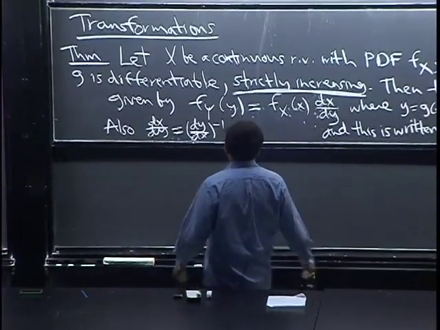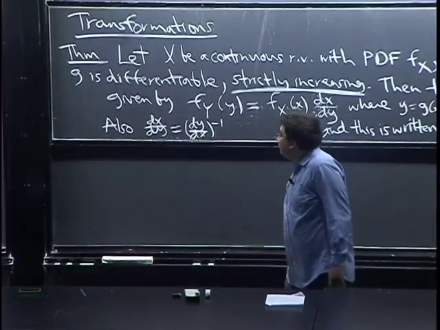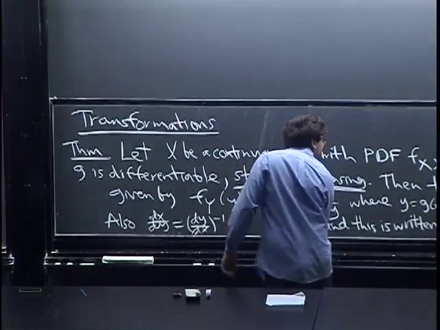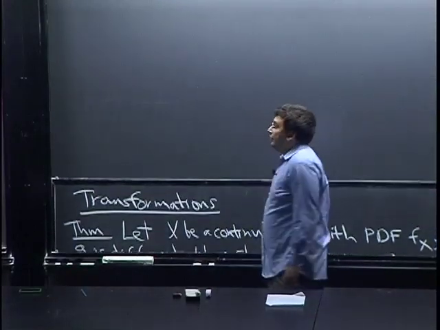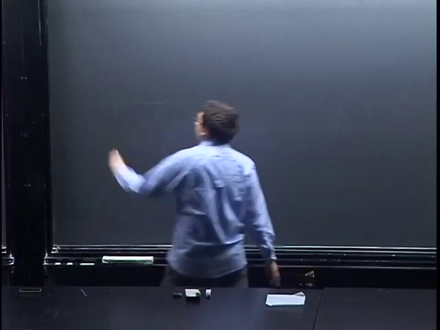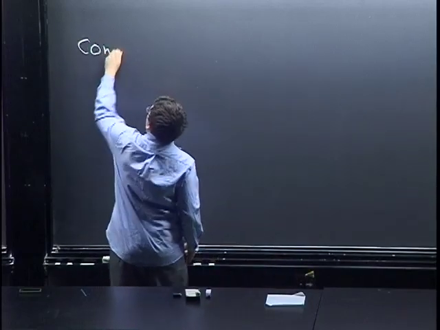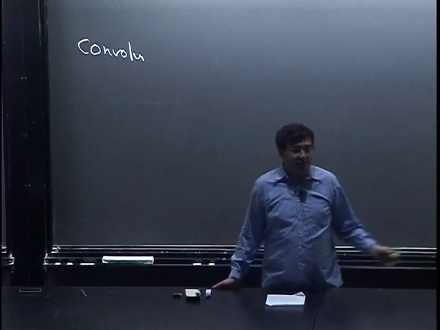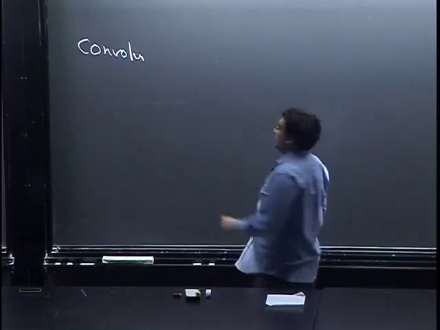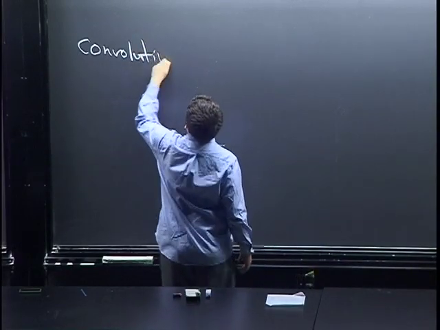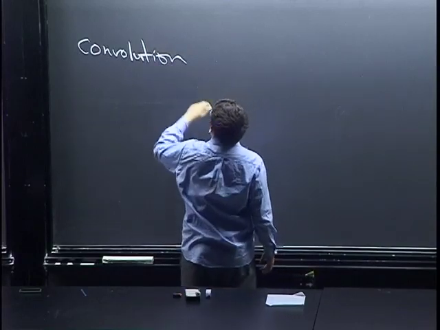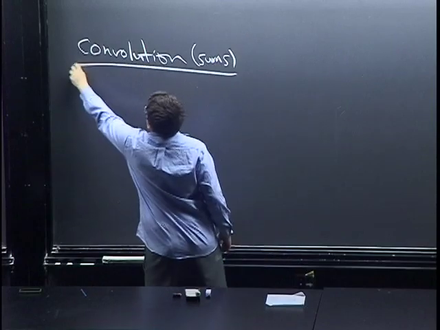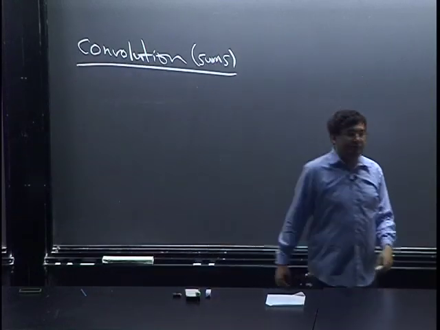And one other calculus thing that we should discuss briefly is convolution. Convolution is something we've done already, just like we've already done some transformations. But I just wanted to mention it as its own topic briefly. Convolution is just the fancy word for sums. That is, we want the distribution of a sum of random variables.